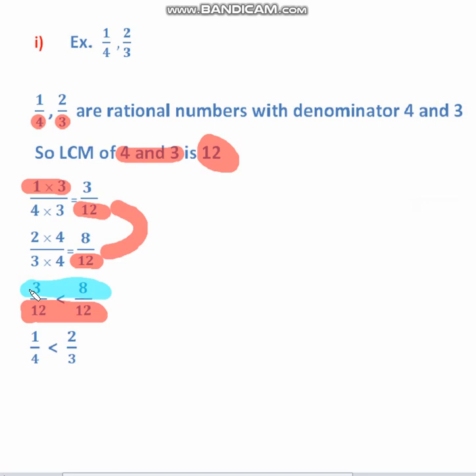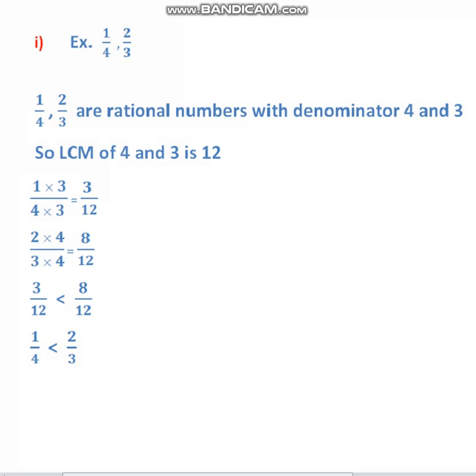So which one is bigger? 8 is the bigger number. That's why the right hand side rational number is greater than the left hand side rational number. So in this case 2 upon 3 is greater than 1 upon 4. So this is your solution for the first example. Note it down quickly in your notebook, pause this video and note it down. Let me go to the second solution.